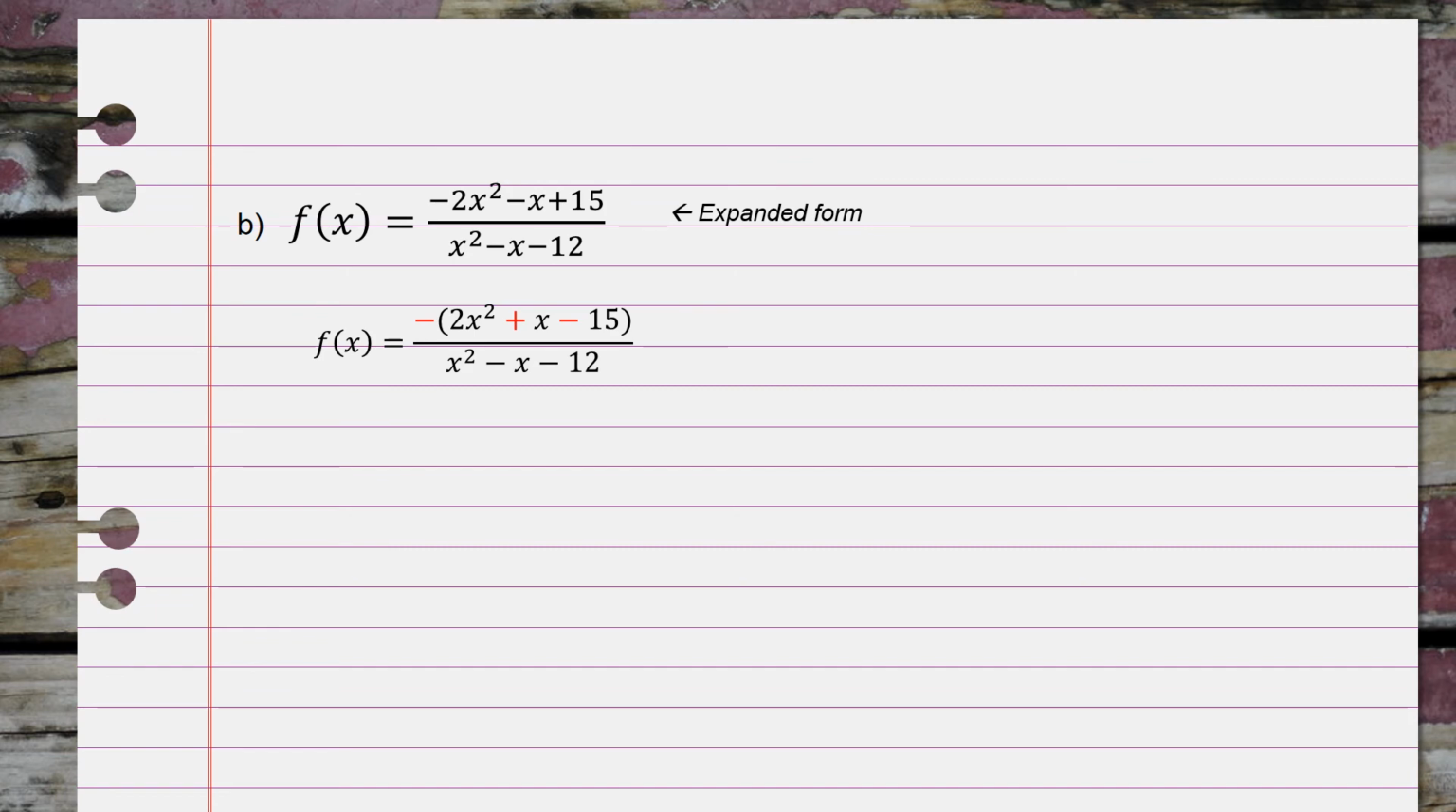So in the numerator, I now have negative, parentheses, 2x squared plus x minus 15, close parentheses, still all over the same denominator. Now, we're trying to identify the domain, which means everything has to be in factored form. Well, in the numerator, I still have a quadratic in the parentheses, and I still have a quadratic in the denominator, so they both need to be factored. Take a moment now to factor the numerator and the denominator.